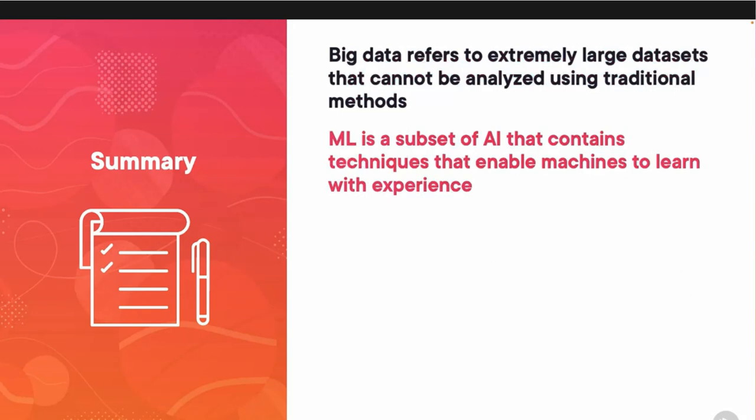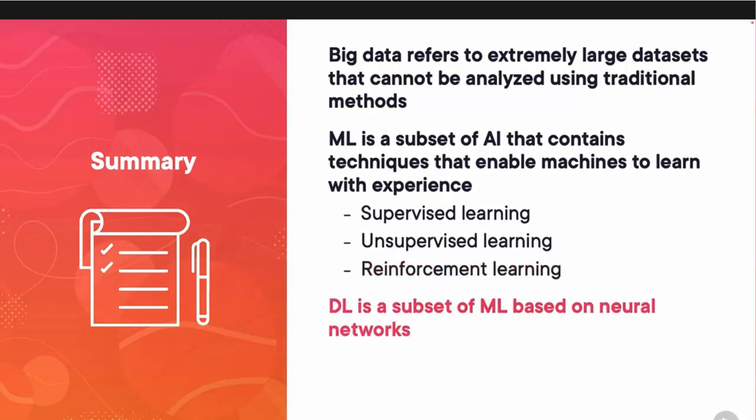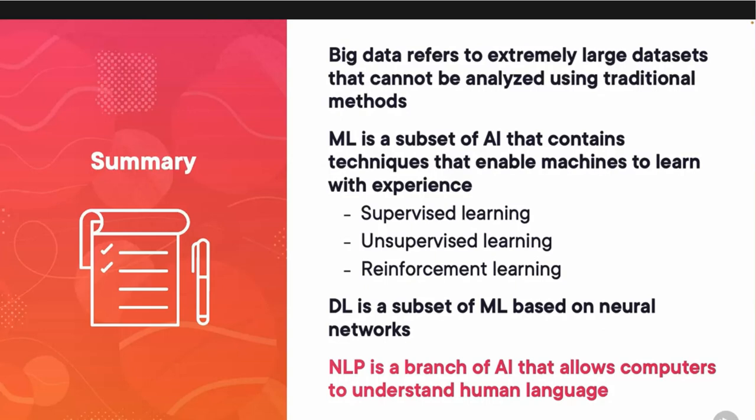Then, we talked about how machine learning is a subset of AI that contains techniques that enable machines to learn with experience. It can be broadly divided into three categories: supervised learning, unsupervised learning, and reinforcement learning. We then moved on to deep learning, which is a subset of machine learning based on neural networks that permit a machine to train itself to perform a task. We saw the importance of forwards and back propagation in deep learning.